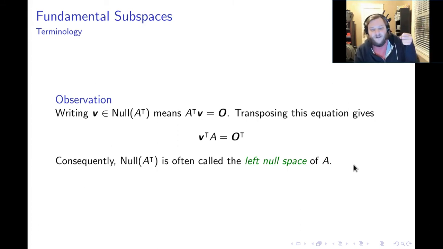If you want to see whether or not a vector is in the null space of the transpose, our procedure here shows that what you could do is multiply on the left by V transpose and check if that produces the transpose of the 0 vector. Of course, this is the exact same thing as saying A transpose times V equals the 0 vector. So this justifies the terminology left null space.